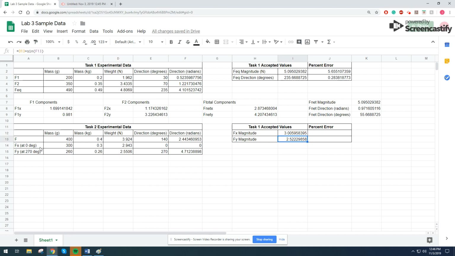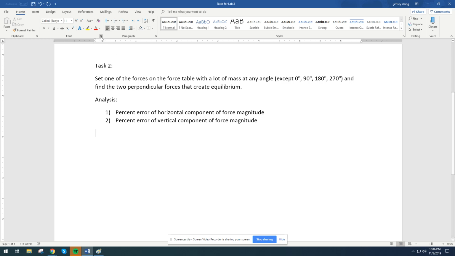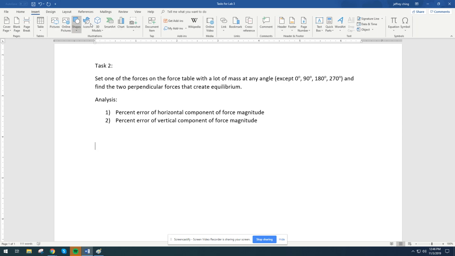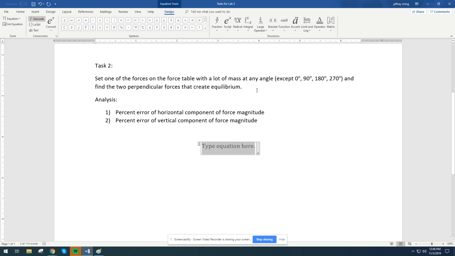But what we actually got in real life was this is the x direction, this is the y direction. So we want to see the percent error in it. And we've talked about the last time to find the percent error, you need to use the equation. Let me pull it up over here. I'll type it out here. Insert equation. So percent error is equal to, and we're doing absolute value of all of it.